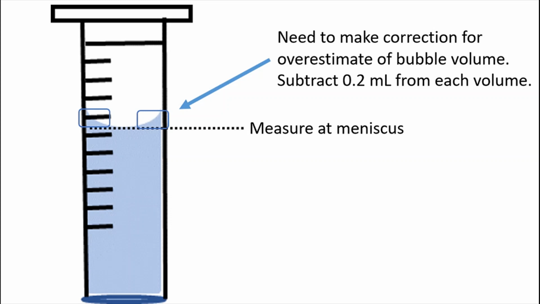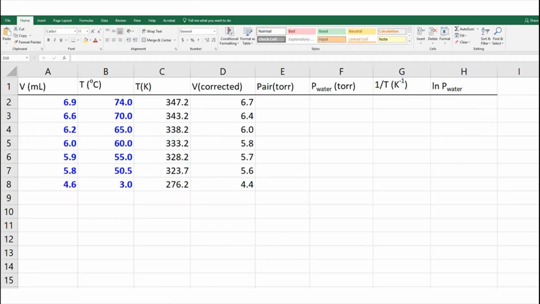from each volume. Okay, so I'm going to take us back here to the Excel spreadsheet. And I have already entered that corrected value in there. Each one of these in column D is whatever was in column A minus 0.2.